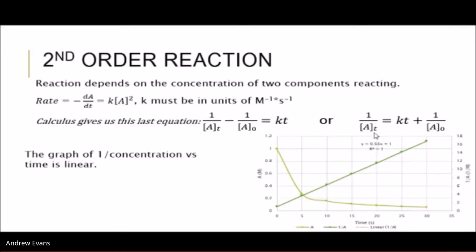Rearranging this into y equals mx plus b format, you get 1 over concentration at time t equals kt plus 1 over concentration at time 0. One thing that changes here is this: you notice kt is no longer negative. With first order and zero order, kt is negative. But in this case, kt is positive. We're going to get a positive slope when we graph this.